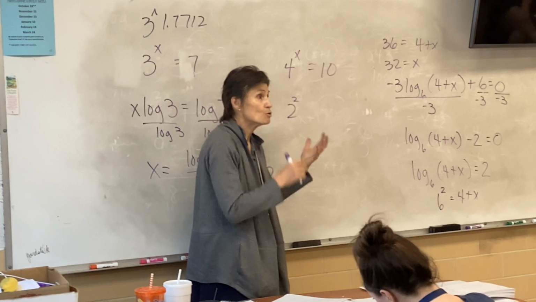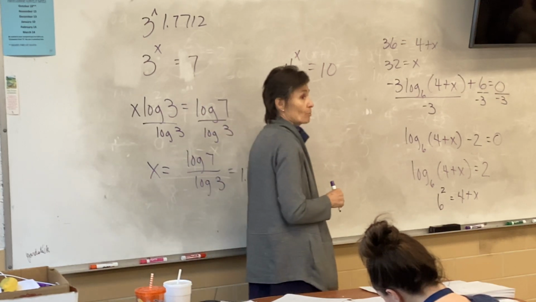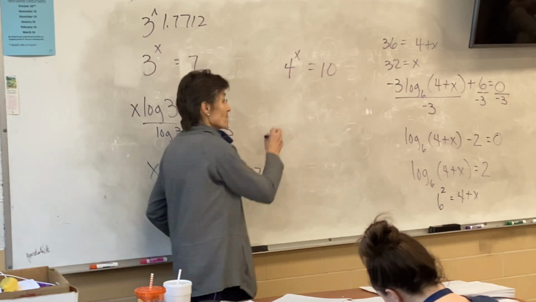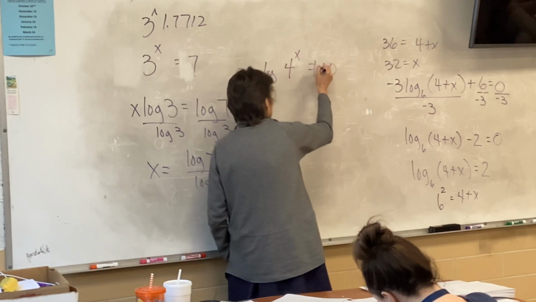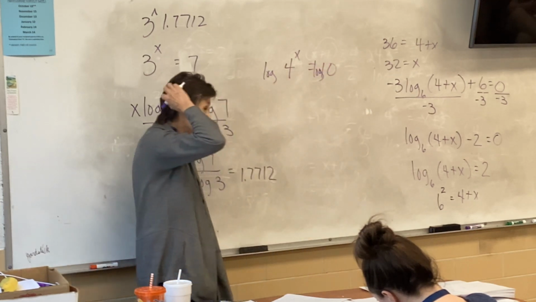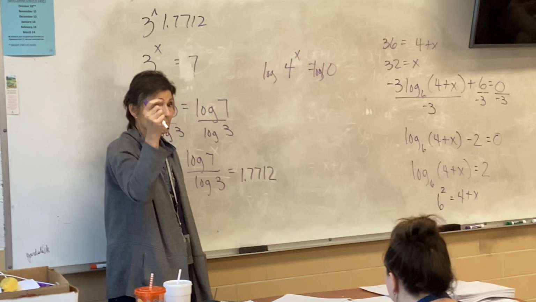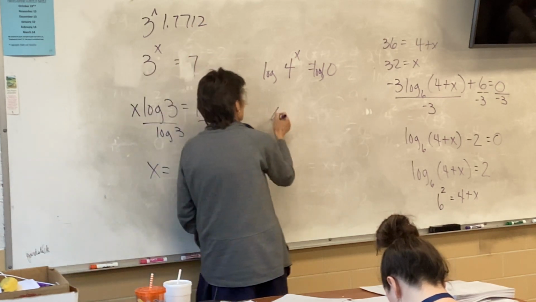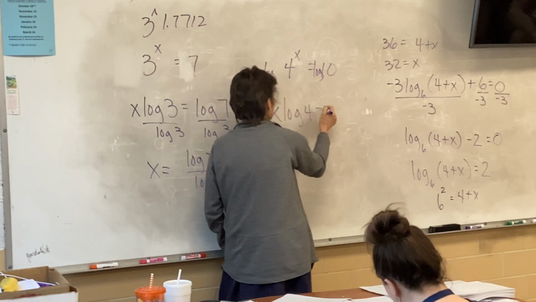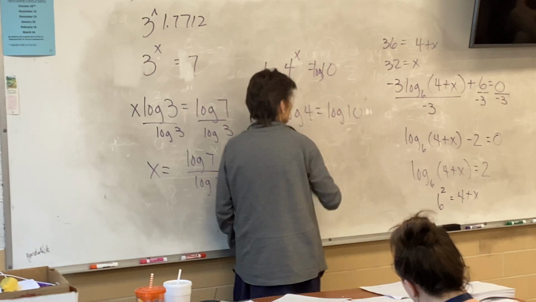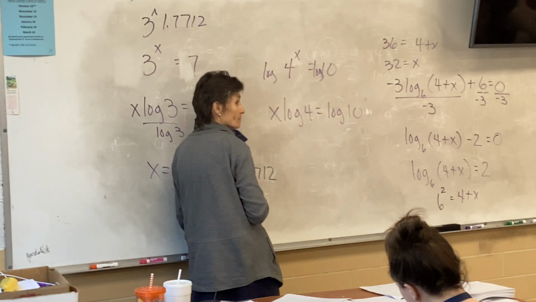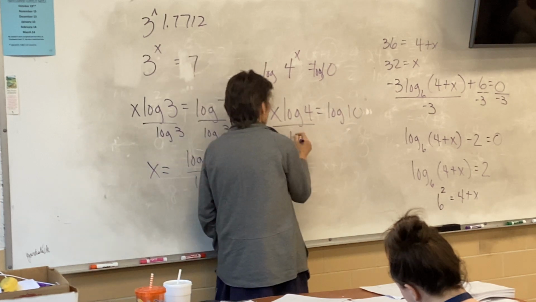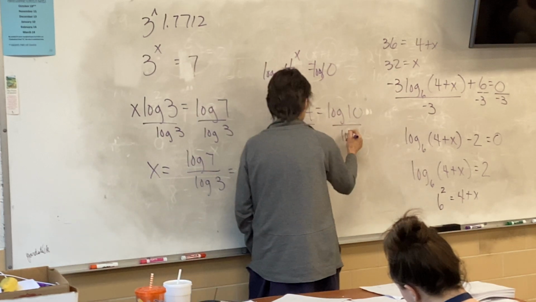No. So you can't do this without logarithms. So take the logarithm of both sides. And then why did we do that? What is the beauty of that? The x is gonna come out in front. So x log 4 equals log 10. Then what? Divide by log 4 and go to the calculator.